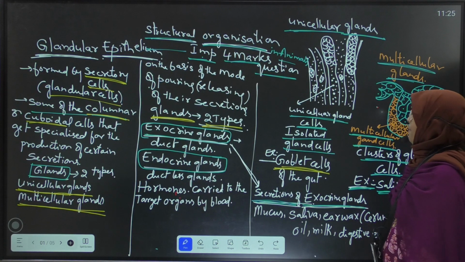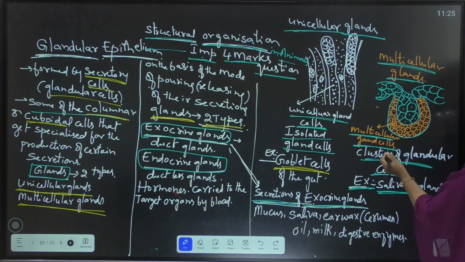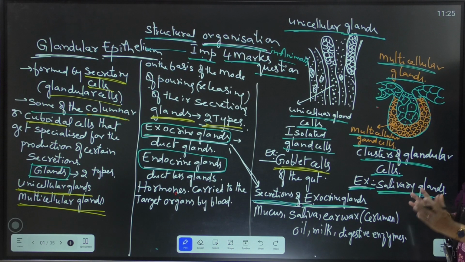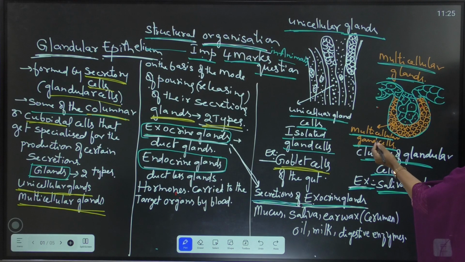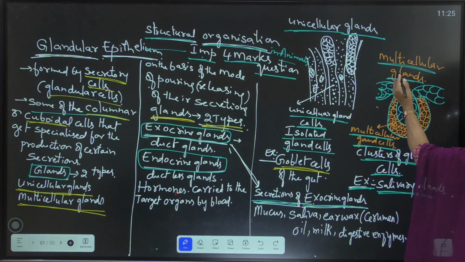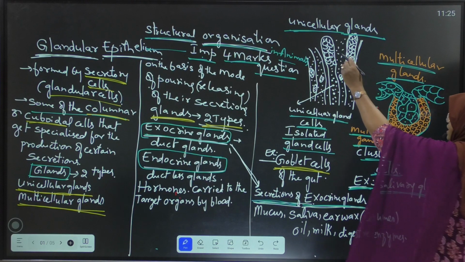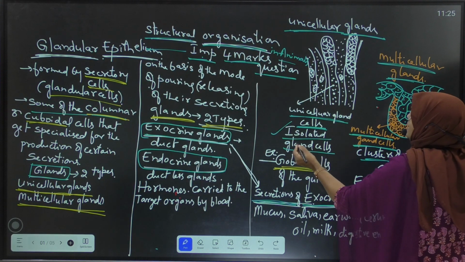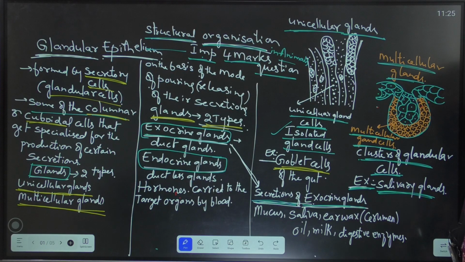Next, what about the multicellular glands? These multicellular glands are made up of clusters of glandular cells, bunches of glandular cells, groups of glandular cells together. But unicellular glands are made up of isolated gland cells. Multicellular glands are made up of clusters or groups or bunches of glandular cells.